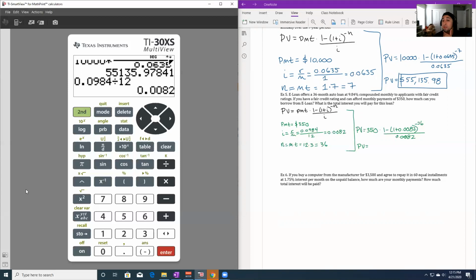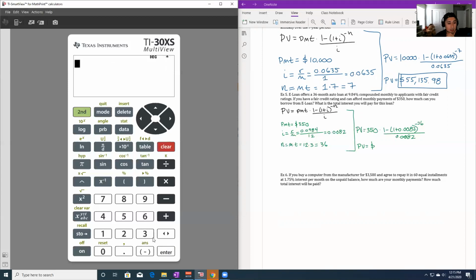Now, let's see how much we can borrow. All right, clear this out. 350 times the fraction 1 minus 1.0082 raised to the negative 36, over 0.0082. We can borrow $10,872.23.